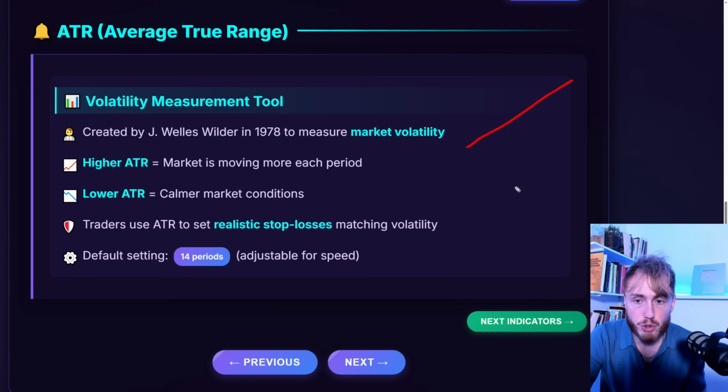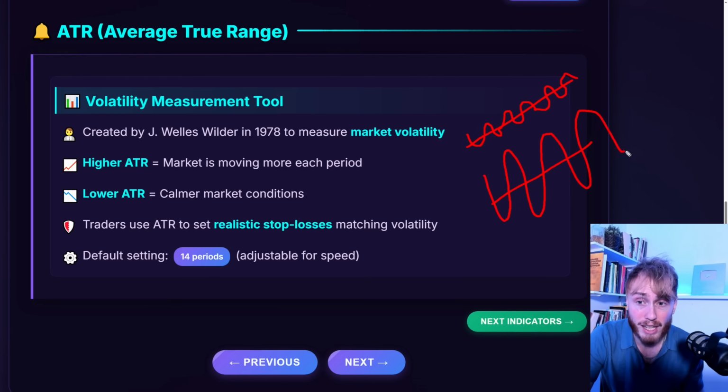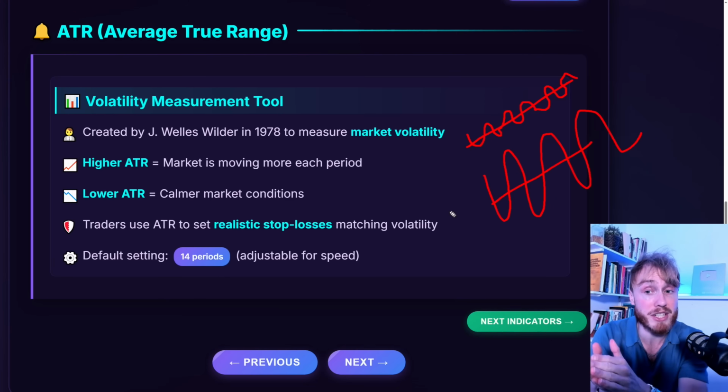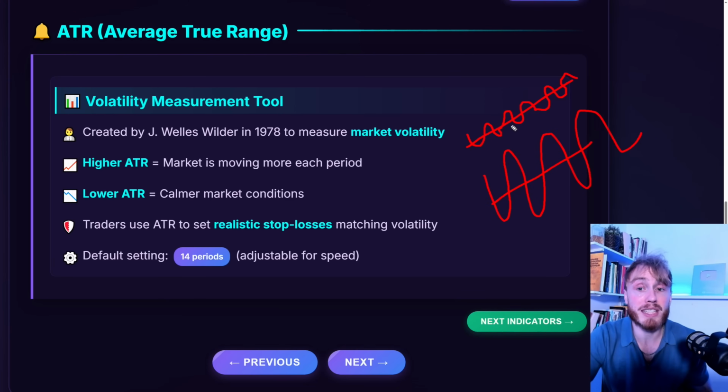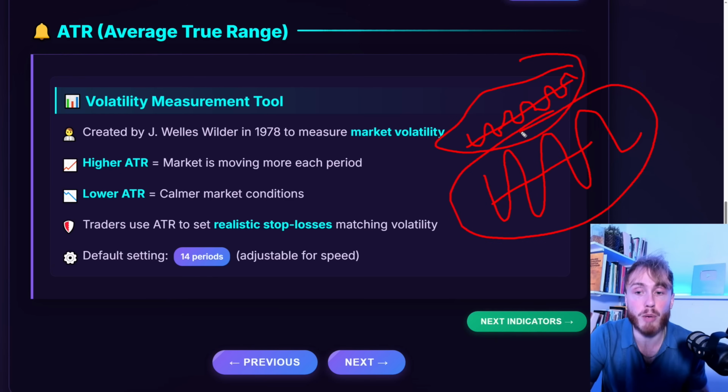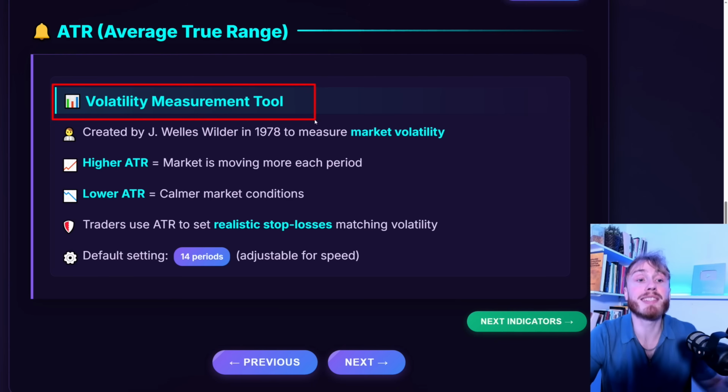So if we have two uptrends and we have one uptrend that maybe looks something like this, you can see the price moves up and down around its average, but not too much. And then we compare it with a market that looks like this. You can see the price moves up and down a lot. They are still moving in the same direction, and on average they are moving the same. But in this example, we have an example of low volatility, and in this example, we have an example of high volatility. So the basics of the ATR is that it's a volatility measurement tool.